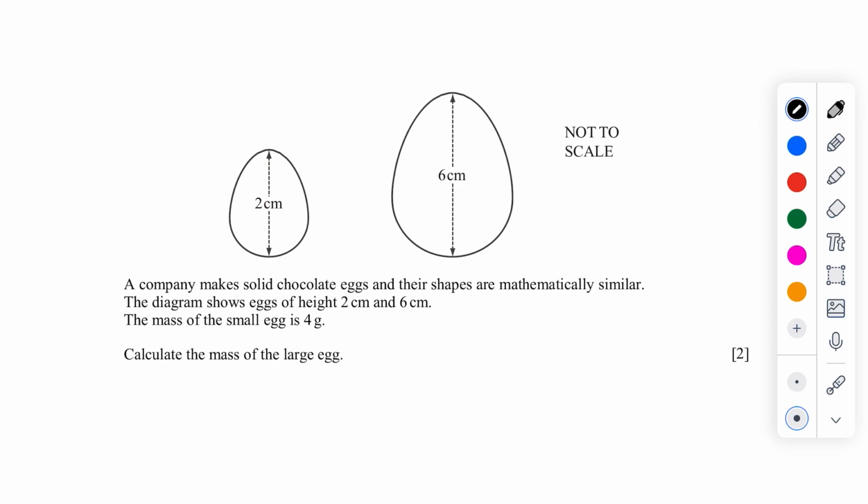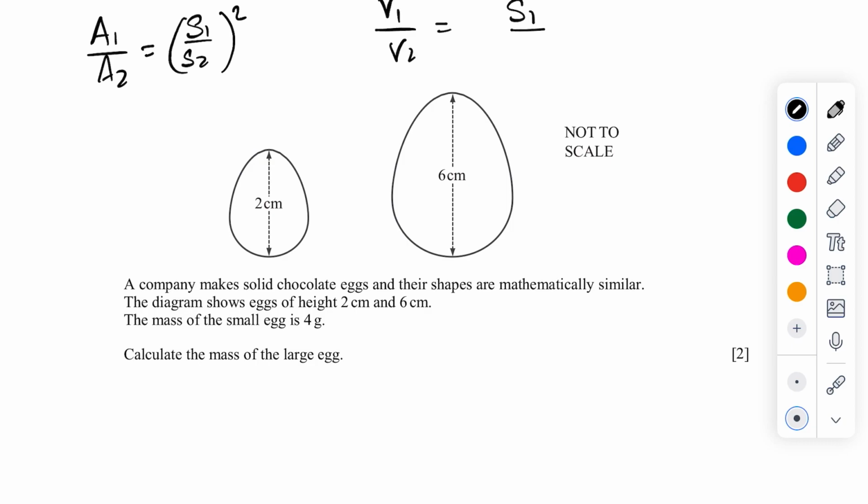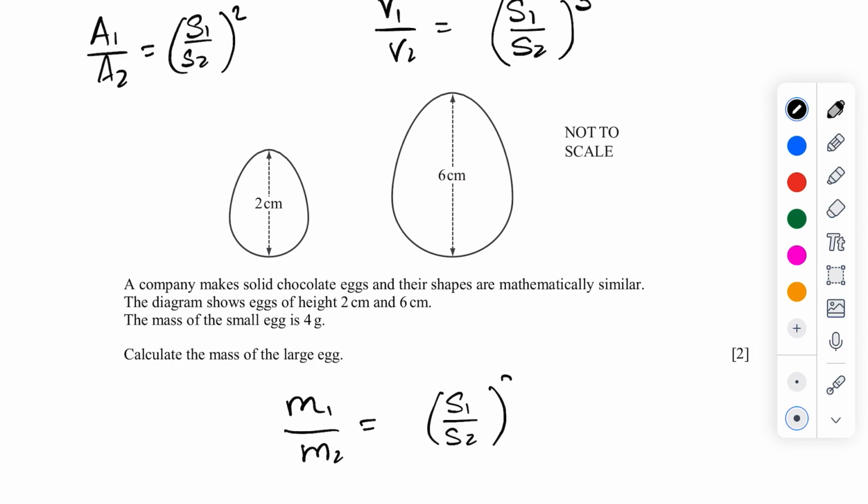So in that case, if areas are given, area 1 upon area 2 is side 1 upon side 2 whole square, whereas if at all it is volume 1 upon volume 2, it is side 1 upon side 2 whole cube. But mass and volume are related to each other, so mass 1 upon mass 2 equals the same, side 1 upon side 2 whole cube.